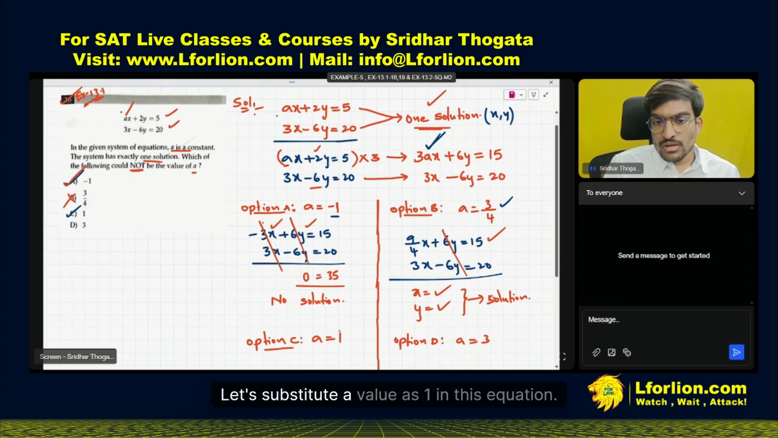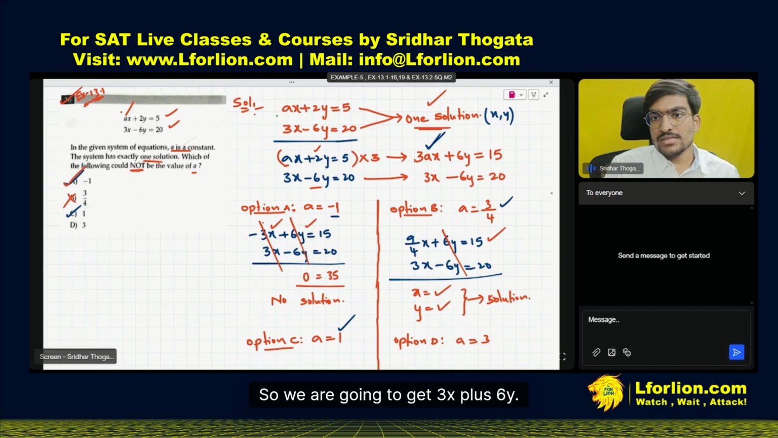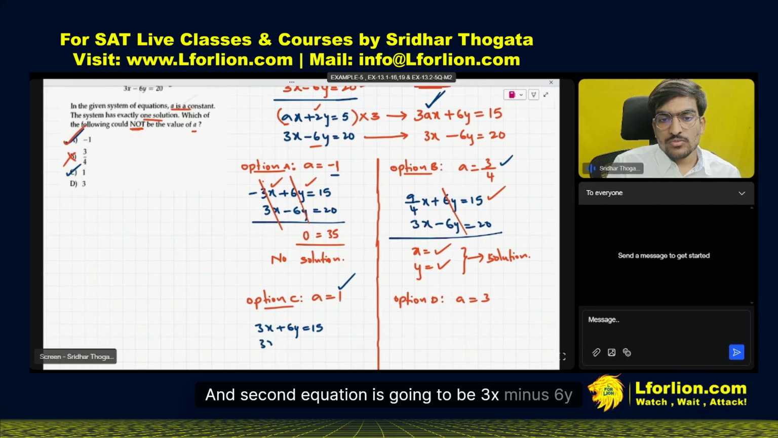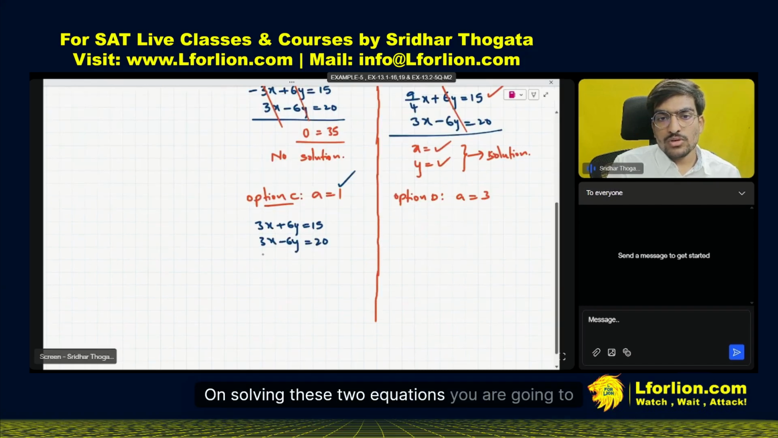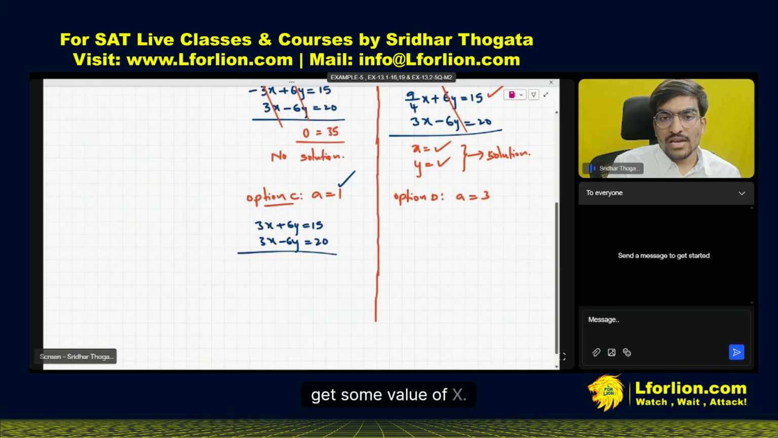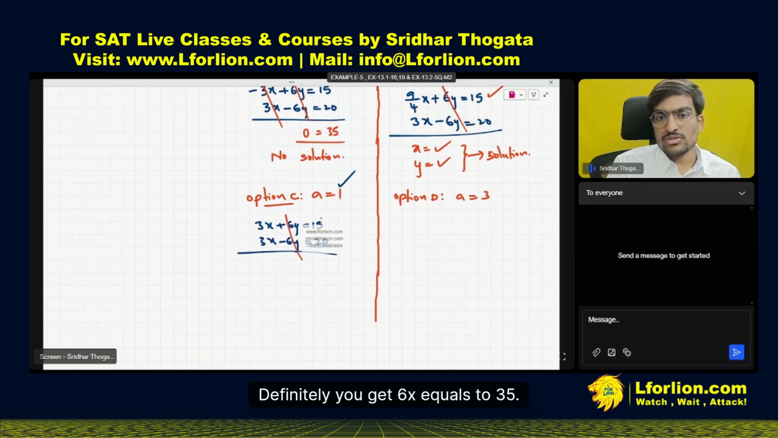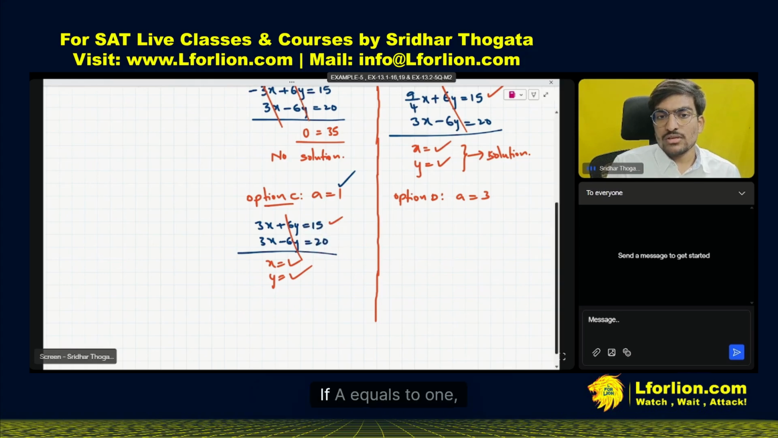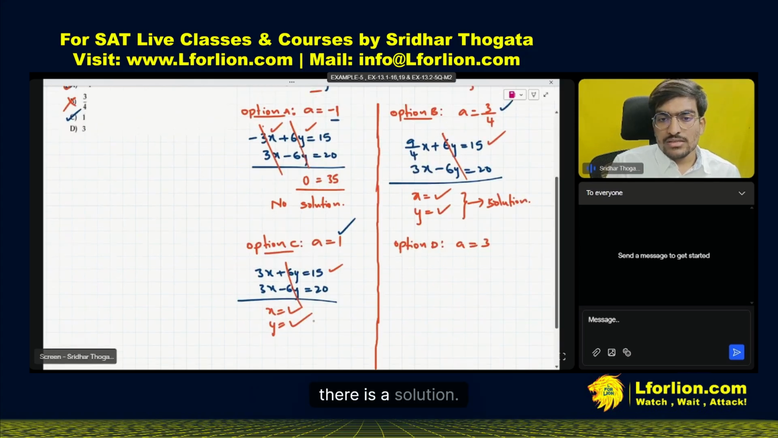Now let's go with option C. Let's substitute A value as 1 in this equation. So we are going to get 3x plus 6y equals 15. And second equation is going to be 3x minus 6y, that equals 20. On solving these two equations, you are going to get some value of x. Definitely you get 6x equals 35, so you'll be getting some x value. Take that x value, substitute into any equation, you get some y value, which means it has a solution. If A equals 1, there is a solution.